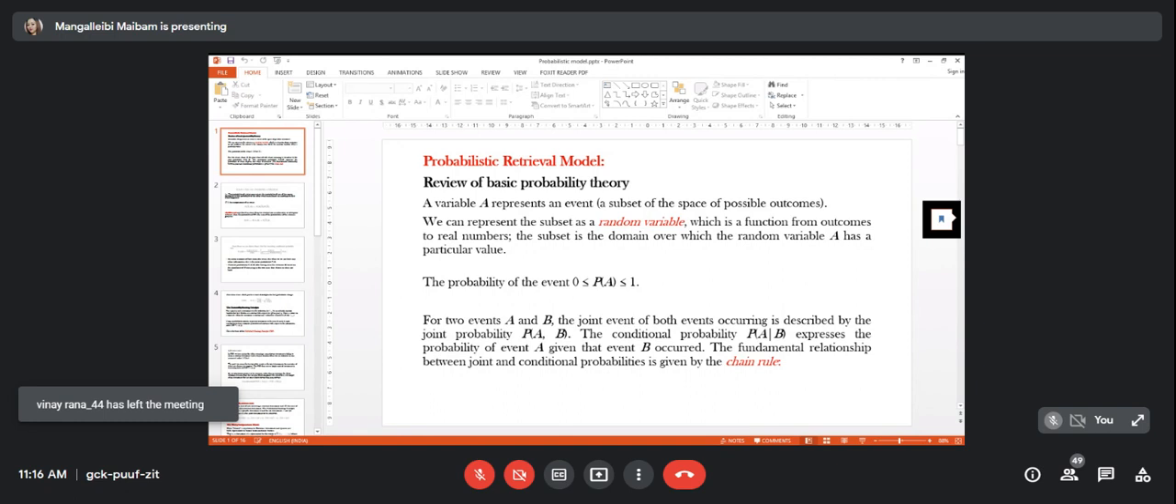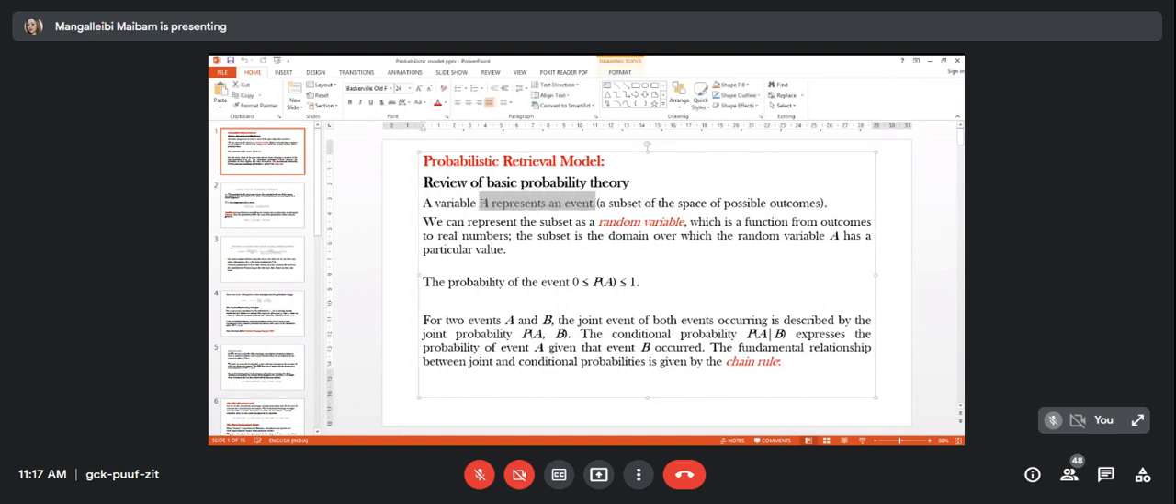We will be having a brief review on probability theory, the normal probability theory which you have already come across in your mathematics and other papers also. Here, the first one is random variable. What is a variable? A variable is just a representative we use for some computations. A variable A is going to represent an event, a subset of the space of possible outcomes.